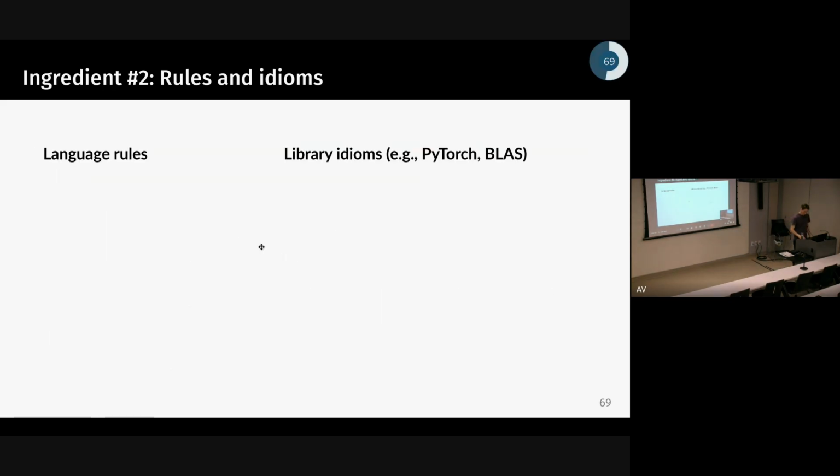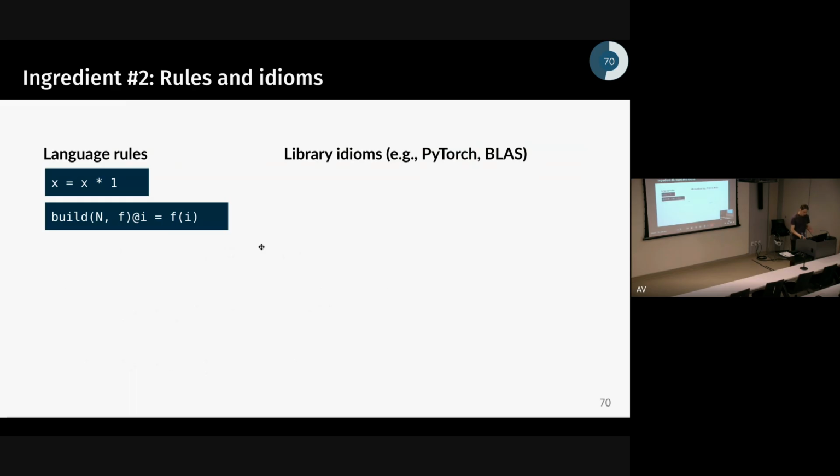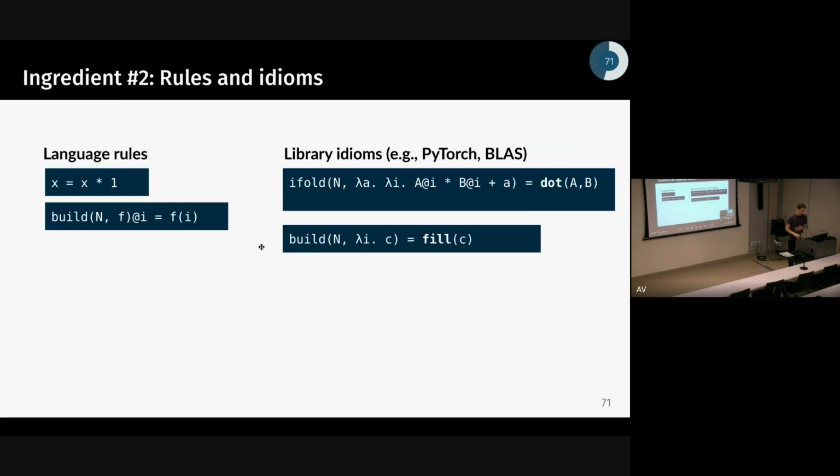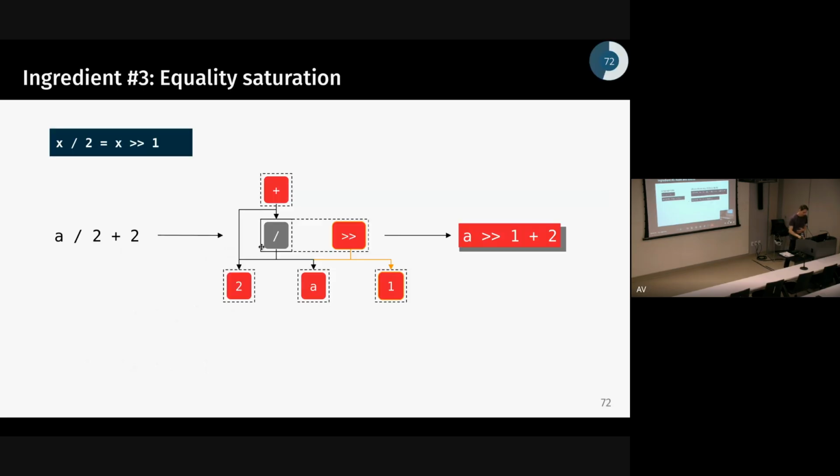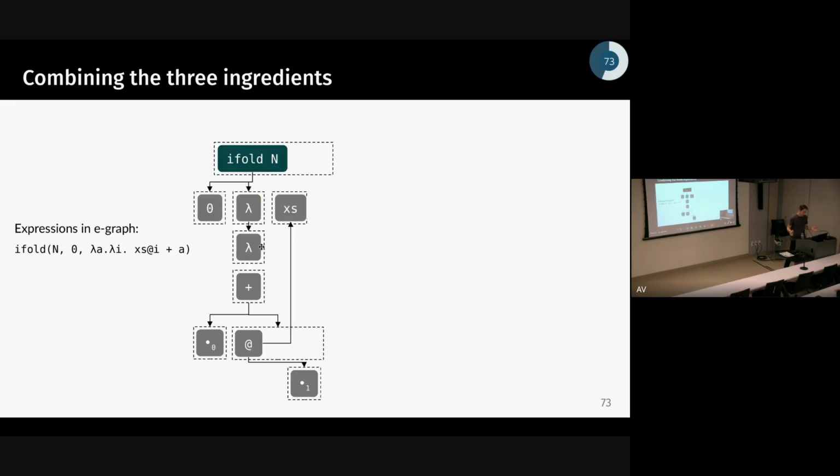Okay. So then we're having our language rule. I mentioned that before. We're having the idioms encoded into the same language. We have equality saturation, the same picture as before, except the colors are a bit different. And now we can combine them all. So we can start with an expression. This is the array sum, if I'm not mistaken, again. The last one we were trying to find, and that's its representation.